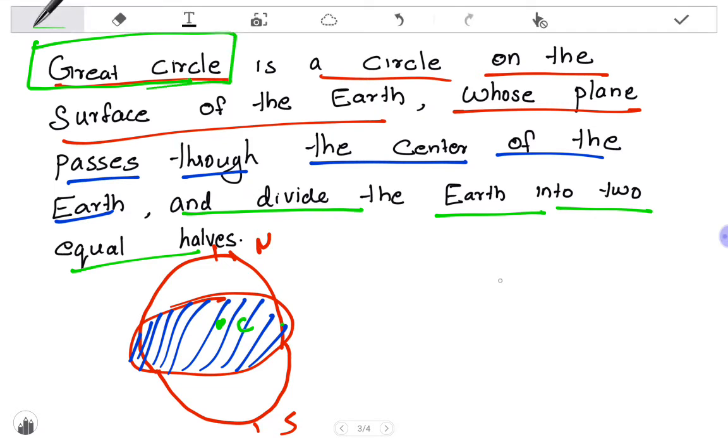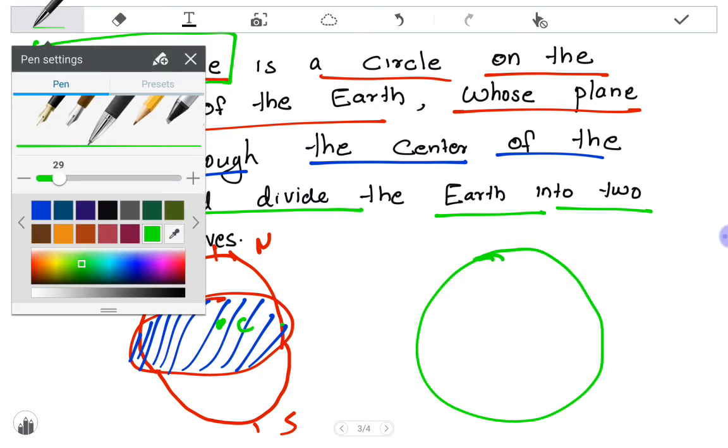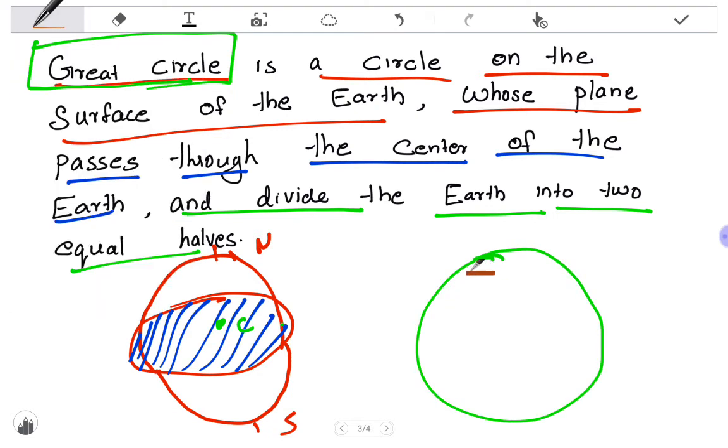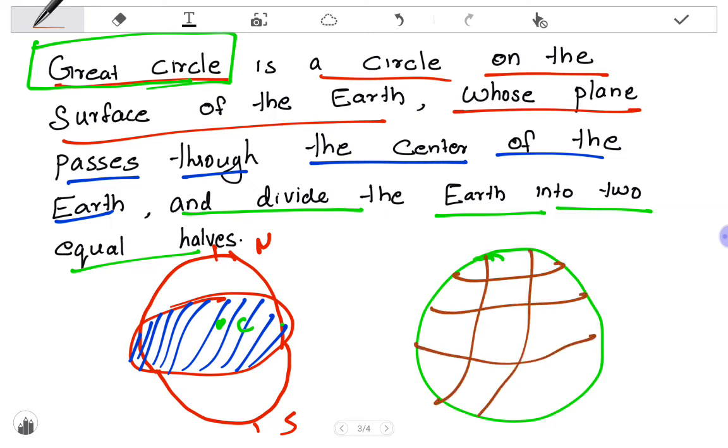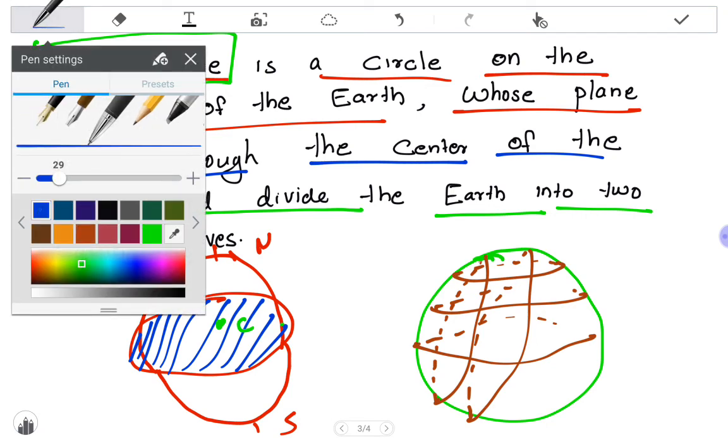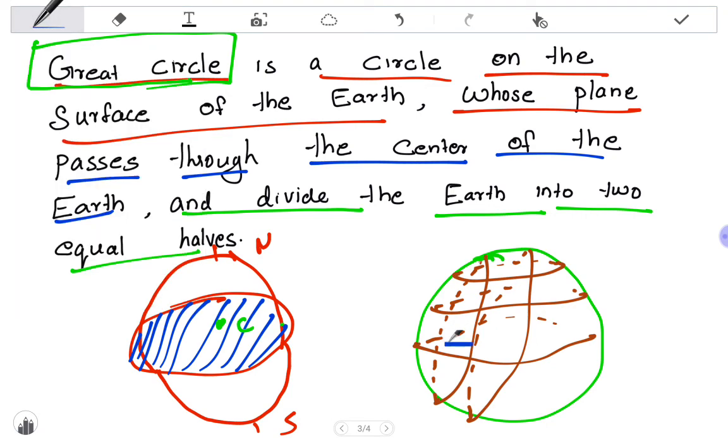So we can draw any number of circles on the surface of the earth, like this, like this, like this. Since the earth is a sphere, you can draw any number of circles on its surface. The important thing is that each circle has its own plane.